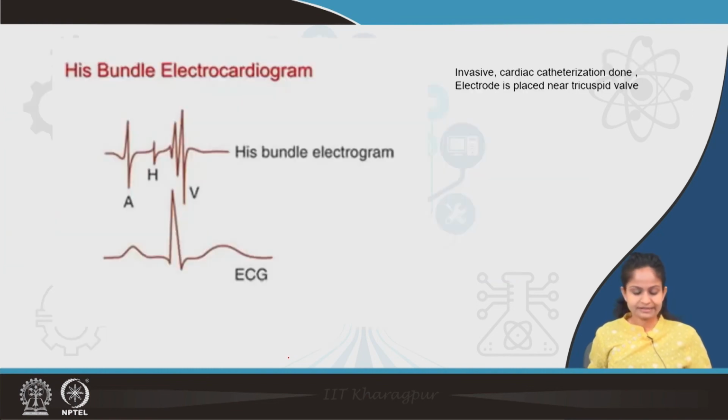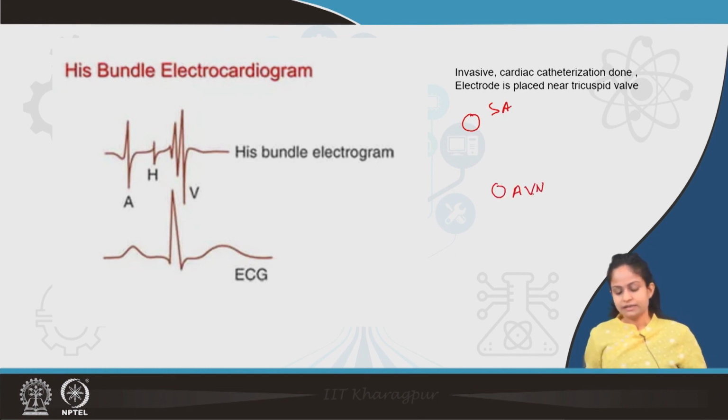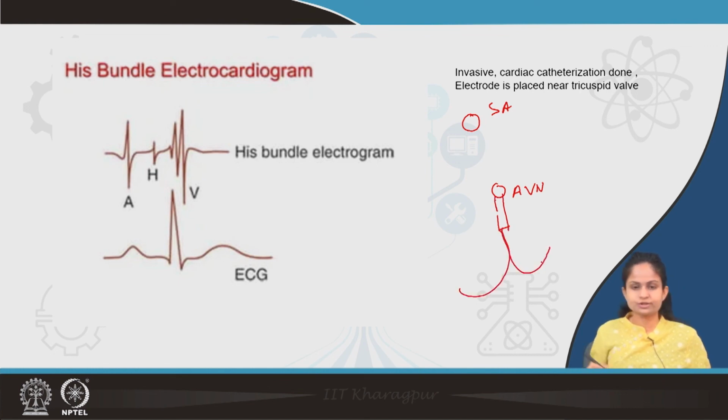Before concluding, an extra edge to this topic is the His bundle electrogram. Now, what is this His bundle electrogram? Suppose this is the SA node and this is the AV node. If we want to see any activity in the AV node or the bundle of His, after the bundle of His there is depolarization of the ventricles, which is done by the right bundle branch and the left bundle branch conducting system. But we do not get the recording of the AV node and the His bundle in the normal conventional ECG.